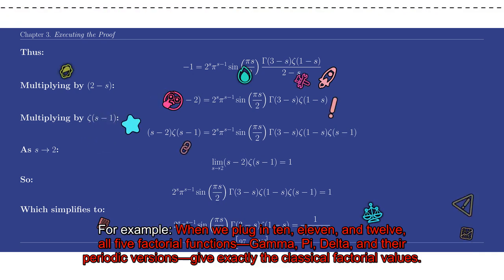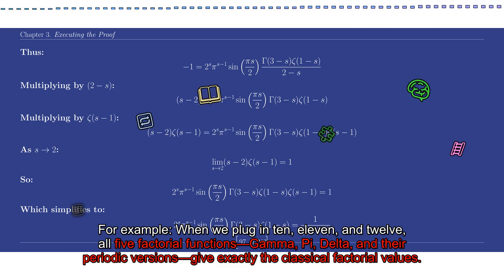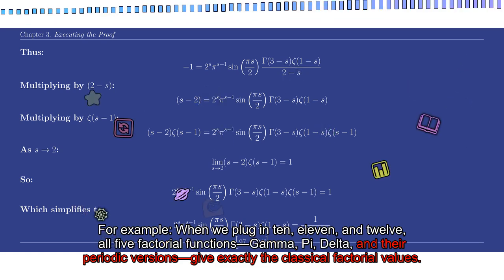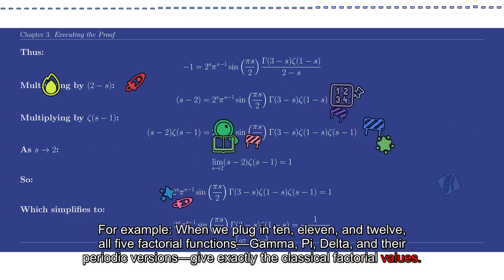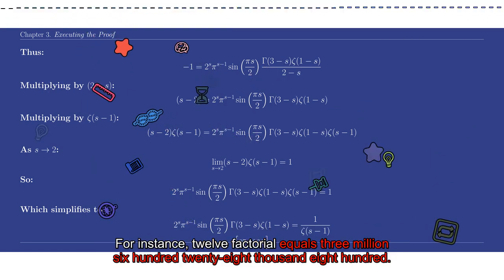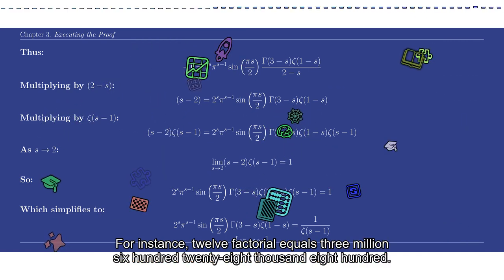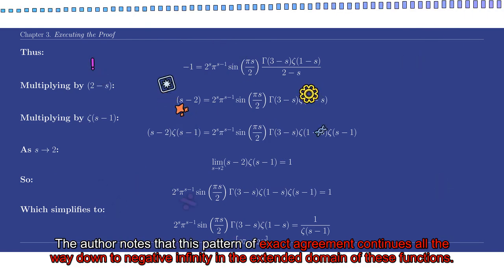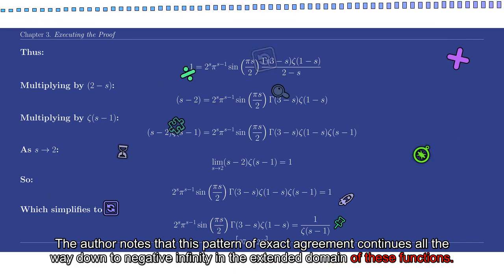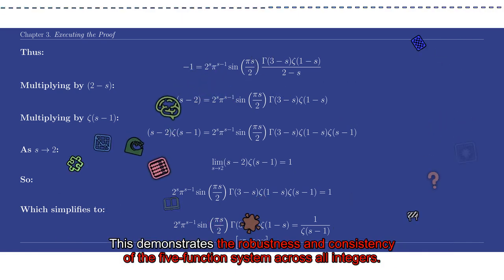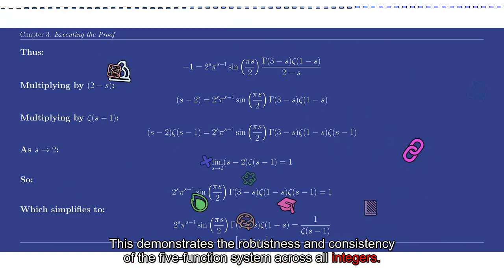For example, when we plug in 10, 11, and 12, all 5 factorial functions, gamma, pi, delta, and their periodic versions, give exactly the classical factorial values. For instance, 12 factorial equals 479,001,600. The author notes that this pattern of exact agreement continues all the way down to negative infinity in the extended domain of these functions. This demonstrates the robustness and consistency of the five-function system across all integers.